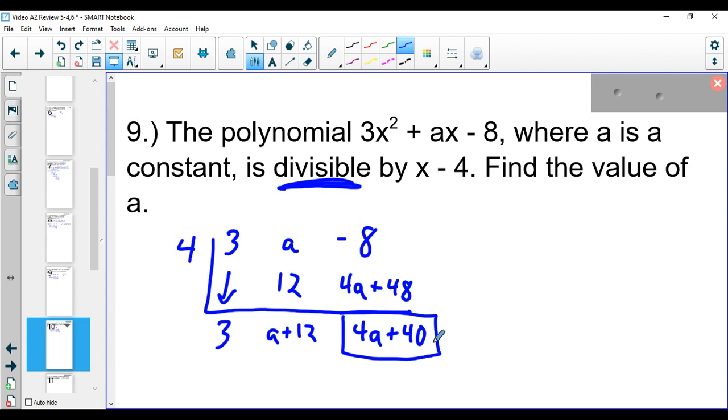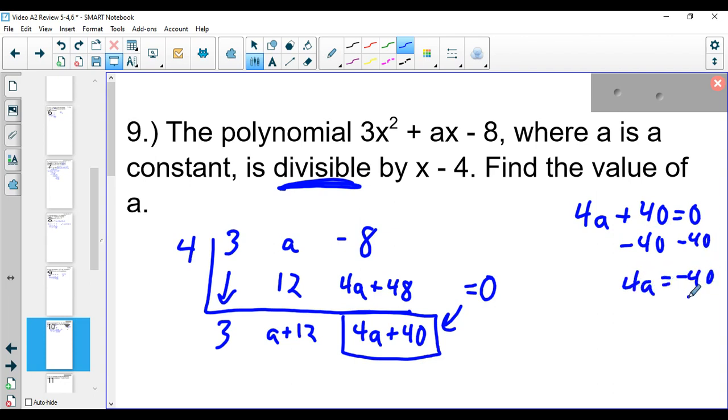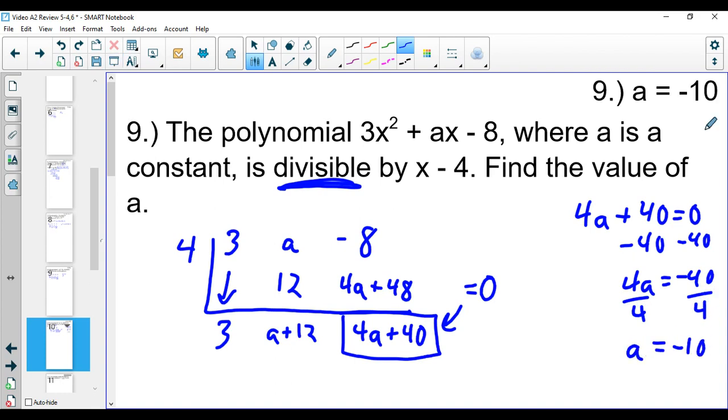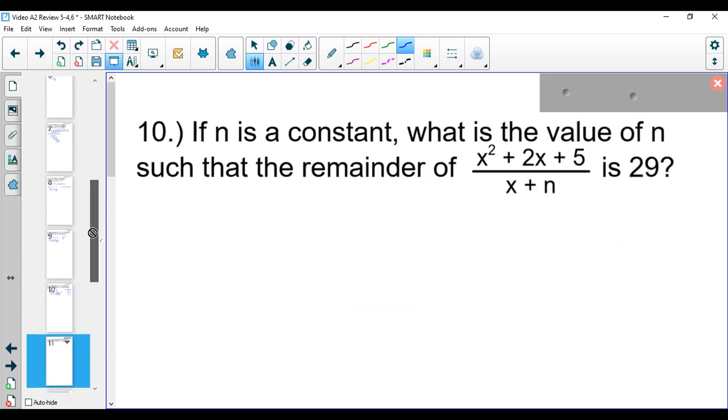Now, how are we going to use this to find a? They tell us it's divisible, which means the remainder has to be equal to 0. So we can set up an equation: 4a plus 48 equals 0, and then we just solve. Take away 48 from both sides. We get 4a equals negative 48. Divide everything by 4 to get a by itself, and we get a equals negative 12. Excellent. Moving on to number 10.